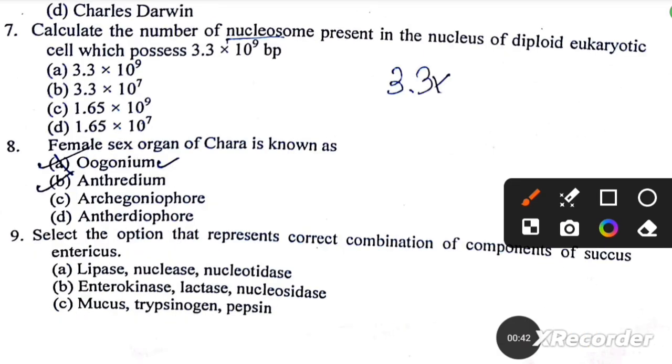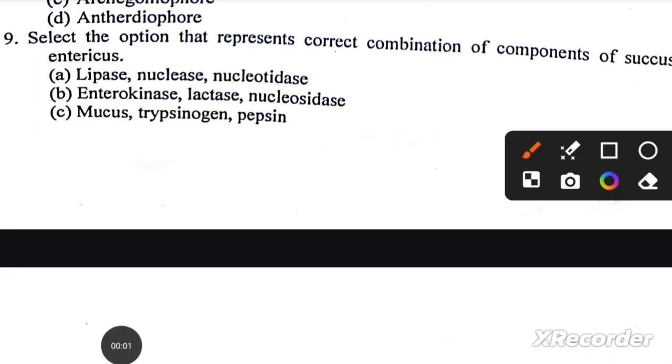Next question, calculate the number of nucleosomes present in the nucleus of diploid eukaryotic cell which possesses 3.3 into 10 to the power 9 BP, 1.65 into 10 to the power 7. Next, female sex organ of Kara is known as gonium. Question number 9, select the option that represents correct combination of the components of succus and Articus. Correct answer है आपका B.